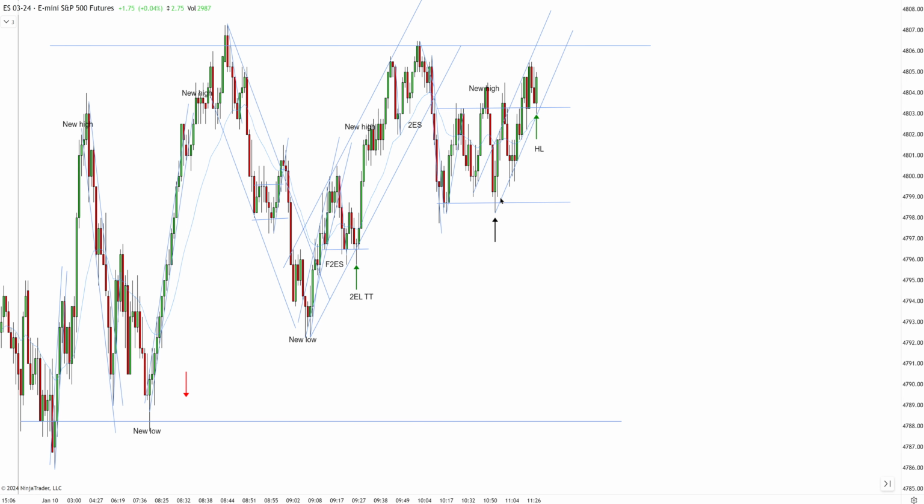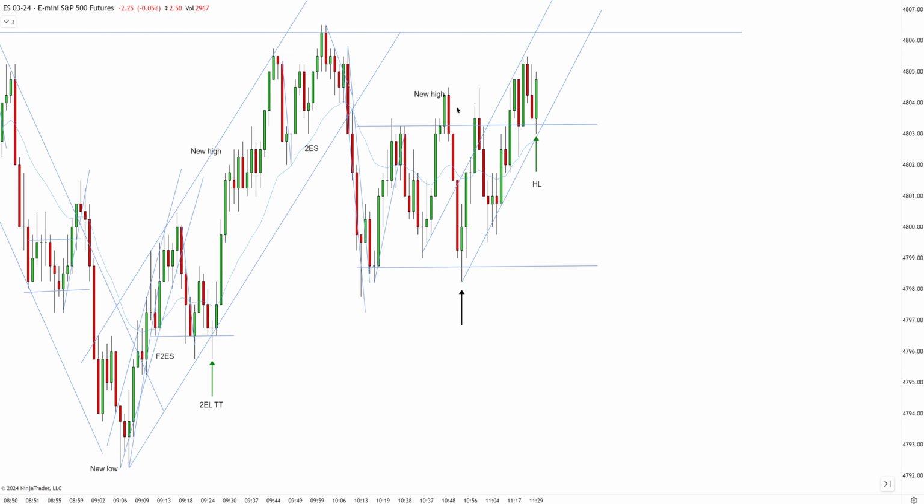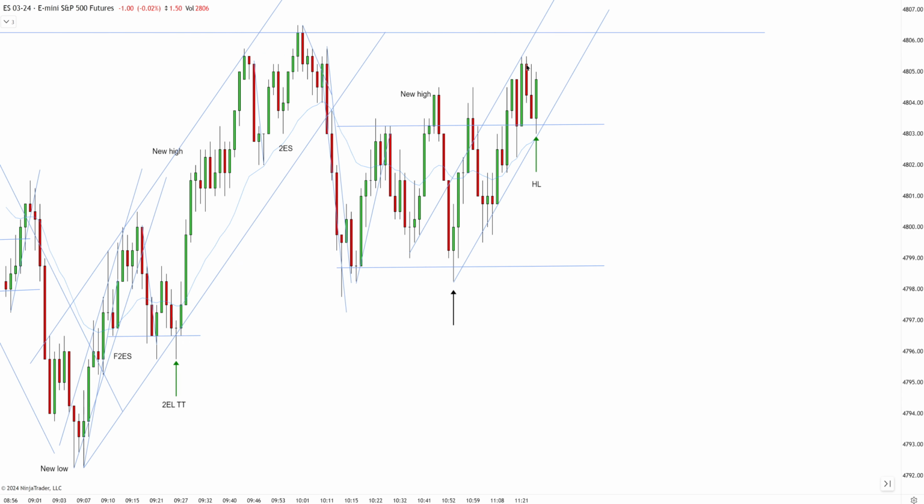Lows are higher every single time. We're breaking higher. I'm not thinking about selling. So all the sellers fading the breakout of the trend range under bullish imbalance, they're going to get trapped. And this is a decent high probability setup.